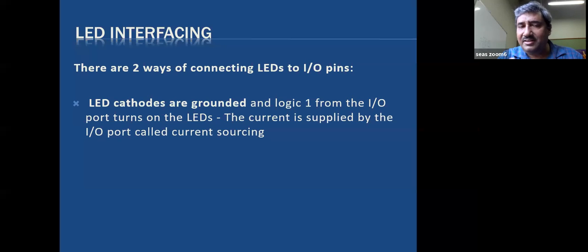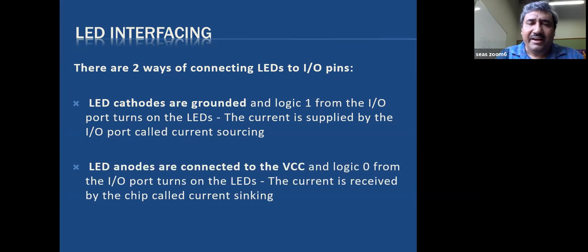In this case, we are connecting the anode to the IO pin. Here we supply the current, right, by the IO port. So we call current sourcing. The other method is LED anodes are connected to VCC and the cathodes are connected to the input output pins. Here, what happens is the anode is connected to VCC. So logic 0 from the IO pins will turn on the LED. The current is, in this case, provided by the power source. So our IO pins will sink the current. So we call this current sinking.